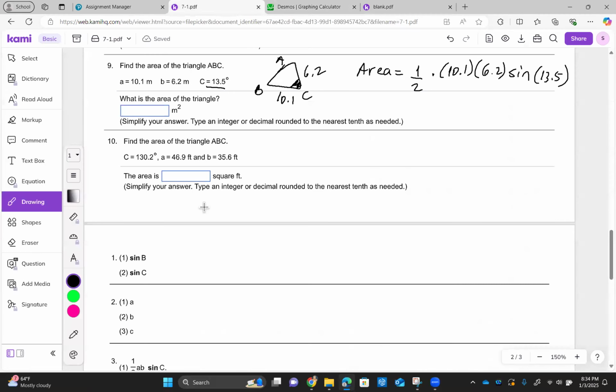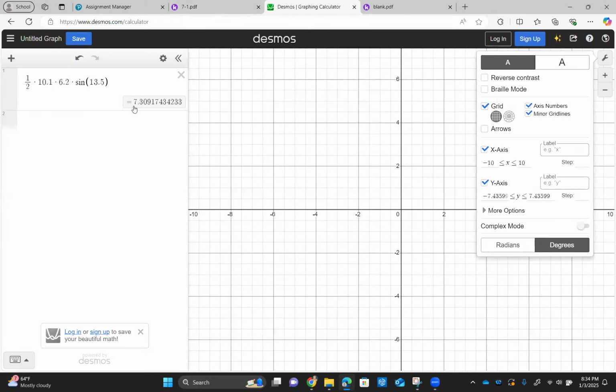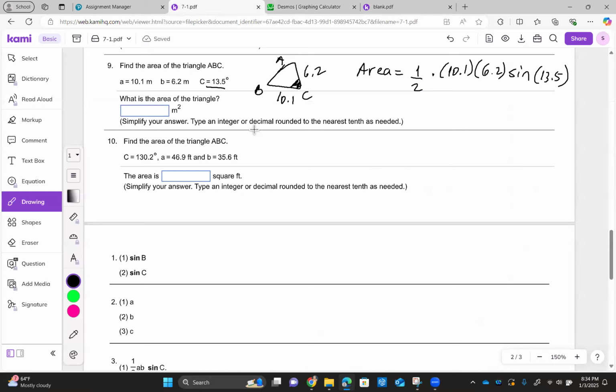7.309, and this one says type an integer or decimal rounded to the nearest tenth. So they only want one decimal place, so the expected answer is 7.3 for this question. For number 9, the answer is 7.3. So you have another area question in the homework where you're going to practice the same skill.